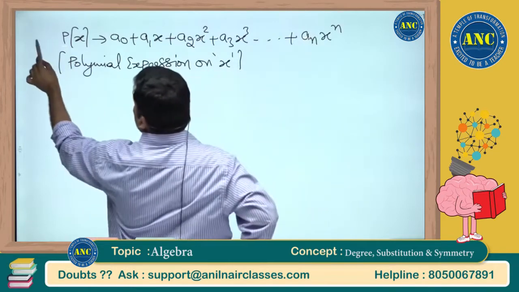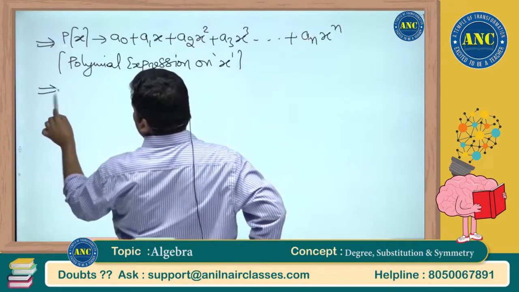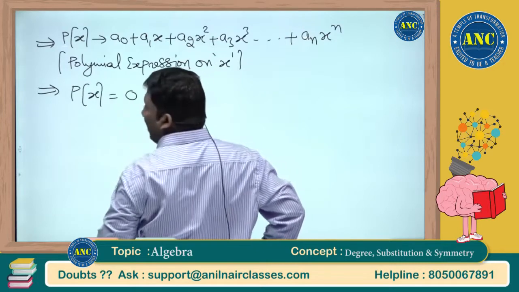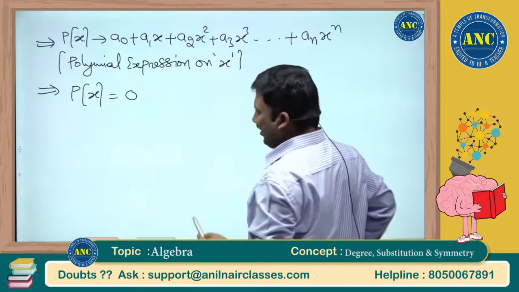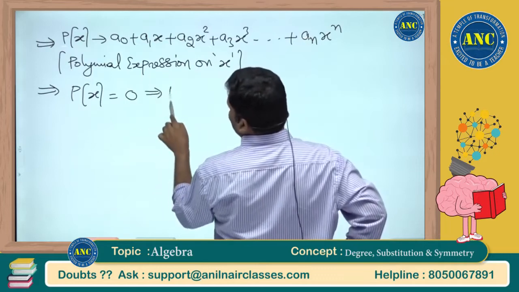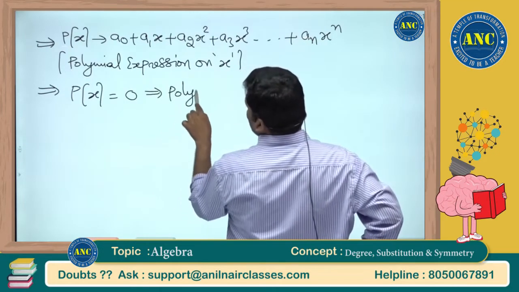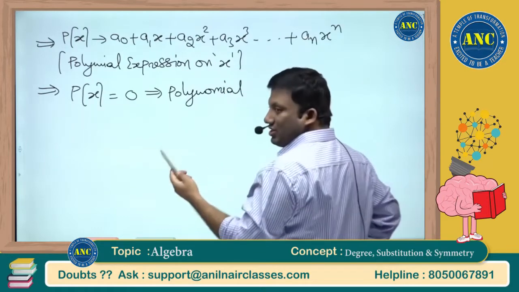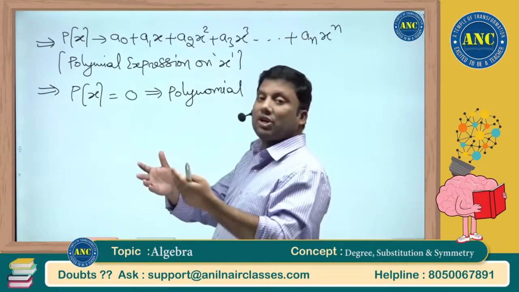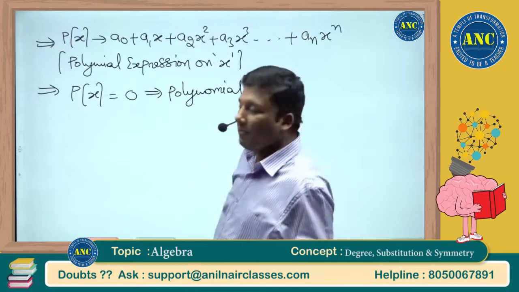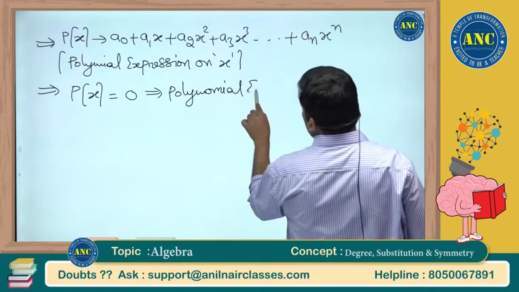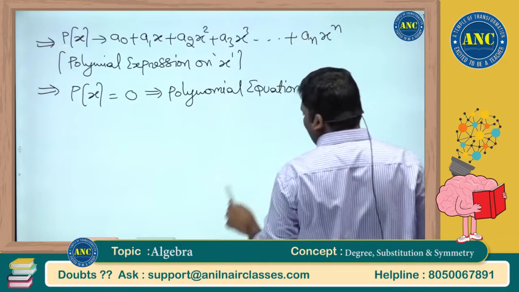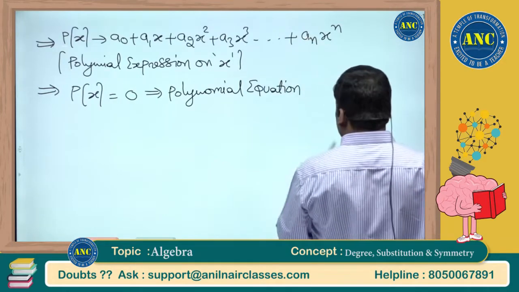If I equate a polynomial expression with 0, then I will get a polynomial equation. If an expression is equated with something, say with 2 on the right hand side, and I bring it over, I get minus 2 equivalent to 0. So if an expression is equated with 0, then it is called a polynomial equation.